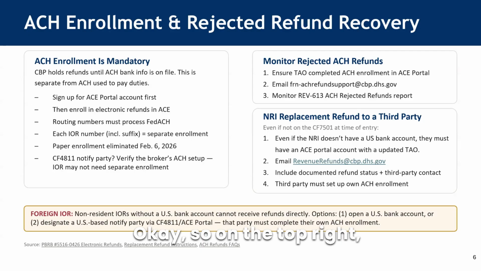Okay. So on the top right, you definitely want to monitor your refunds. You see number 3 there is monitor this ACE report called the REV 613 report for any rejected refunds. If you do have a rejected refund, one of the things we tell people is make sure your trade account owner number 1 has completed its ACH enrollment. And if you still are getting rejections, but you have completed your ACH enrollment, here's an email address at CBP directly to the people who handle this type of issue.